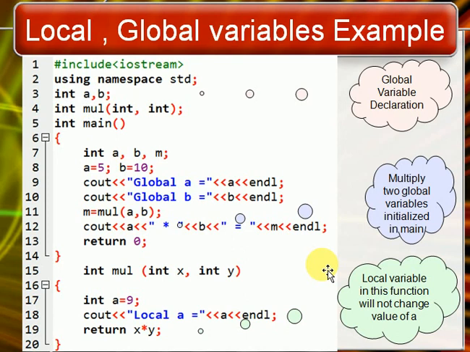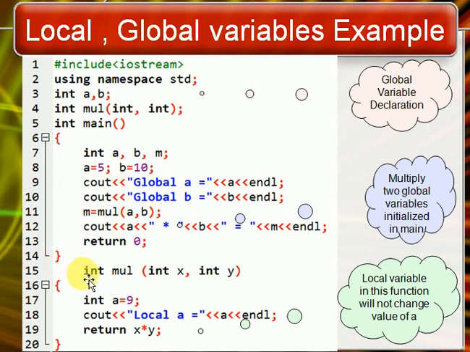Now a program to highlight local and global variables. #include <iostream>, using namespace std, and these two, int a and b, are global variables. Actually it's the global variable declaration. Then int mul with these two parameters is a user defined function declaration. Then it's the main function, with local variables and their values. Here is a user defined text message to display the value of global a and global b. It's a call to a function that is returning a value. Then it displays a multiply b and the result of multiplication of these two values.